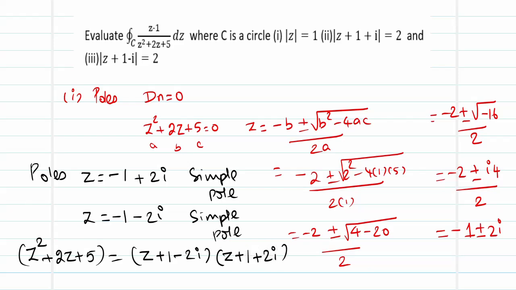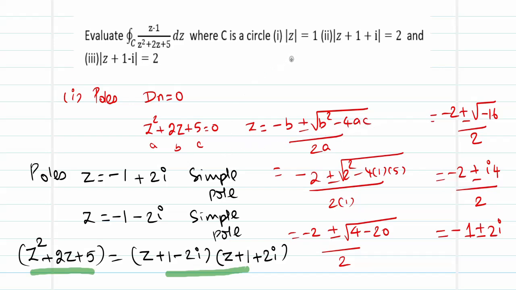So keep in mind that your denominator, z square plus 2z plus 5, can be written as the product z plus 1 minus 2i and z plus 1 plus 2i. We need to replace it in this way so that it will be easy for the cancellation when we multiply the factor into the function f(z).